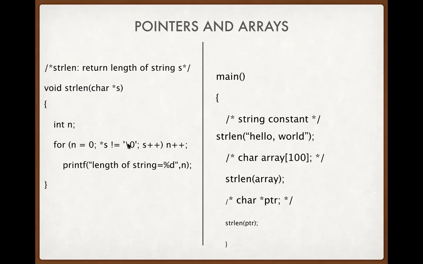If it is equal to null, that means we have reached the end of the string, right? We know that a string is terminated by a null character. So this for loop will be executed till the value at S is going to be null. When it is equal to null, it comes out of the loop and prints length of the string equal to whatever the value n holds, right? So this is what we are doing here. In the following slides, we are going to discuss all these three separately.